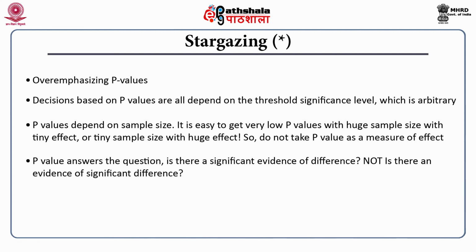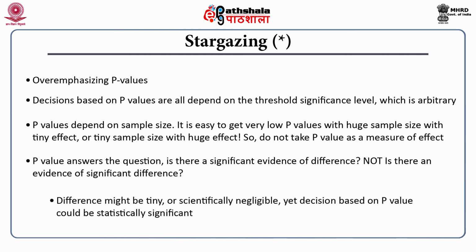The p-value answers the question: is there significant evidence of a difference? It's not: is there evidence for a significant difference? No. There is a subtle difference between the two things, right? Significant evidence of the difference: the difference could be minute, but the evidence is significant. So it's nothing to do with the significant difference. The evidence for the difference might not be significant, too. The difference might be tiny or scientifically negligible, yet a decision based on the p-value could be statistically significant, right?